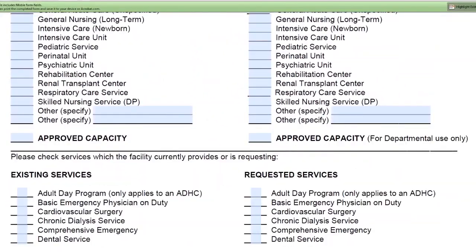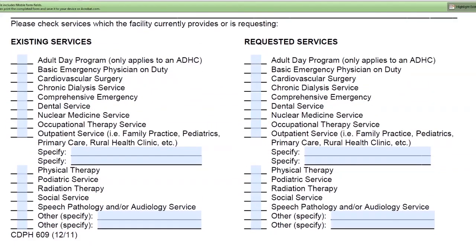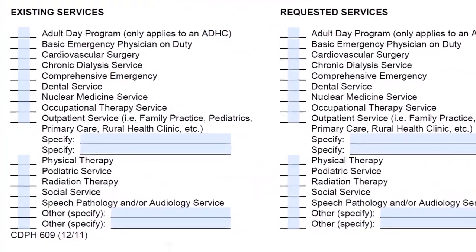The existing service section follows the same format. Please mark the services that the facility is currently licensed to provide. The requested service section is where you can mark the service that the facility wishes to add.